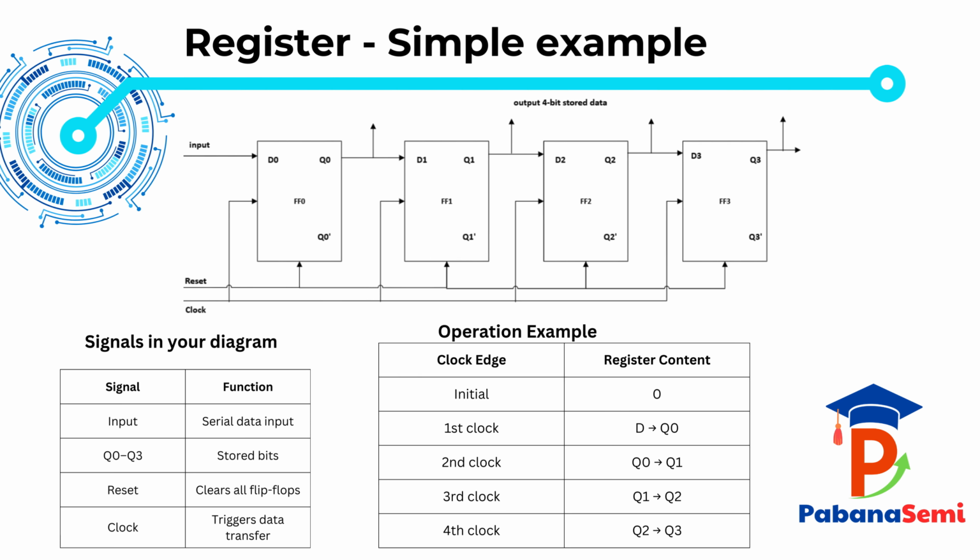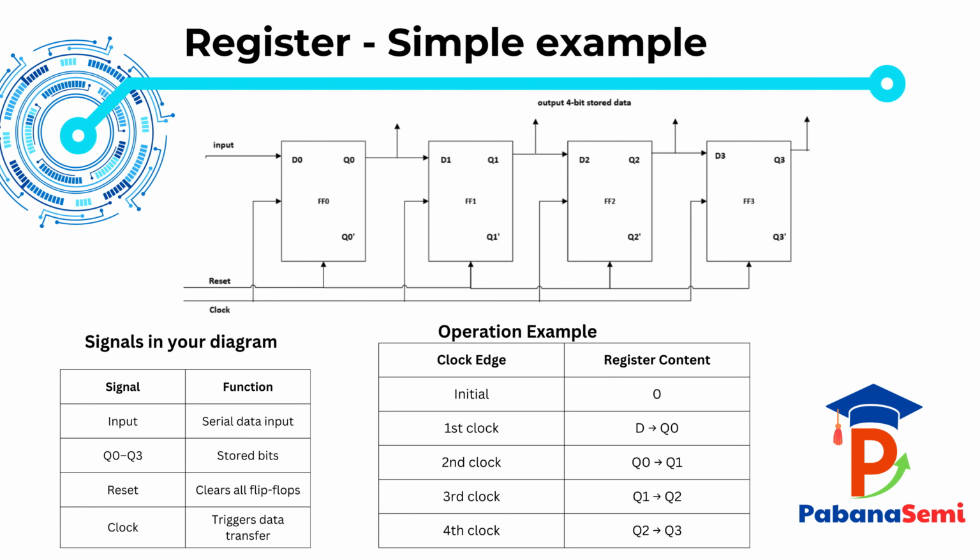Let us look at a simple example of how a register works. In this diagram, we have a 4-bit register made using 4 flip-flops, labeled FF0, FF1, FF2, and FF3. Each flip-flop stores 1 bit of data. The input data enters the first flip-flop, and the stored bits appear at the outputs Q0, Q1, Q2, and Q3. All the flip-flops share a common clock signal, which means the data moves through the register on every clock edge. The reset signal is used to clear all the flip-flops and initialize the register.